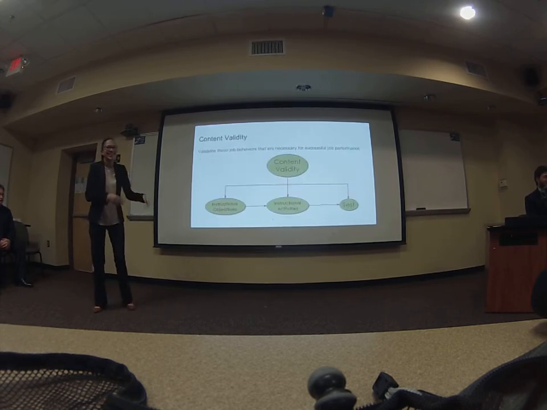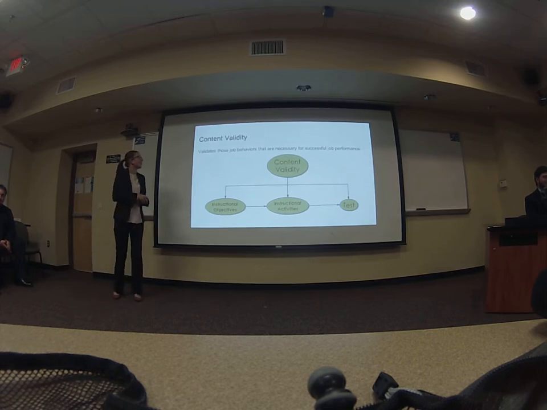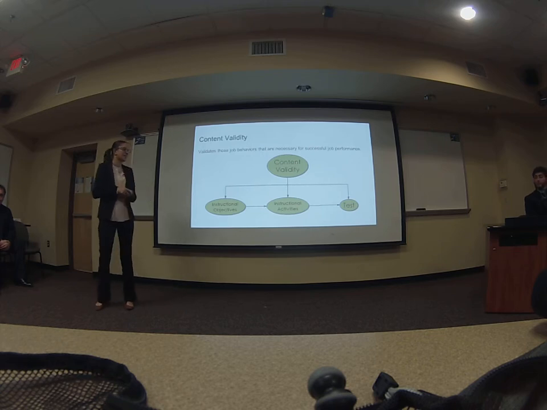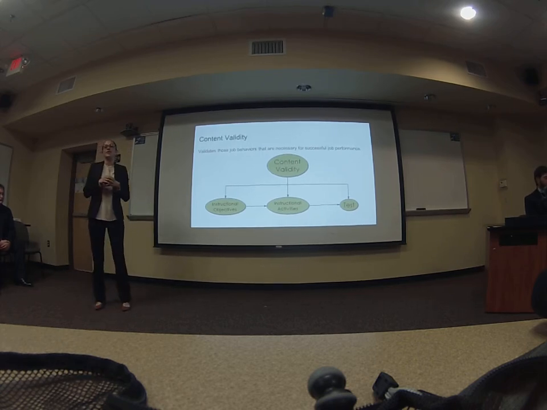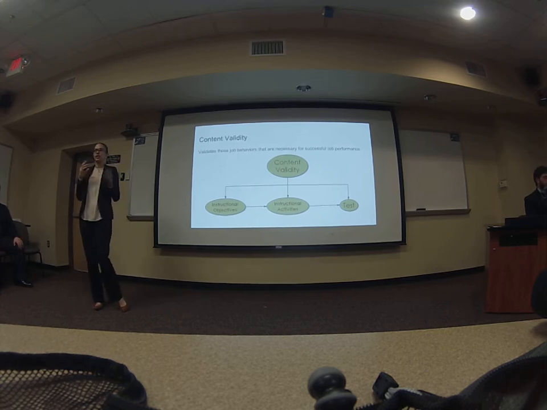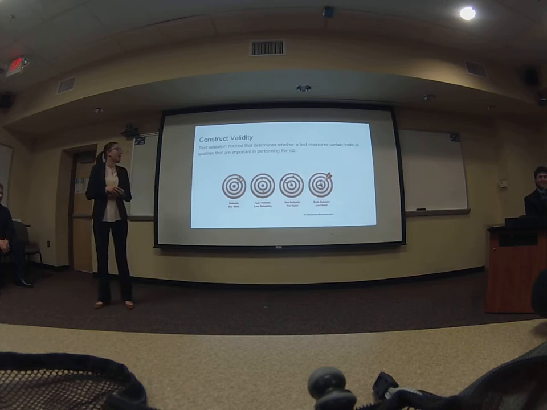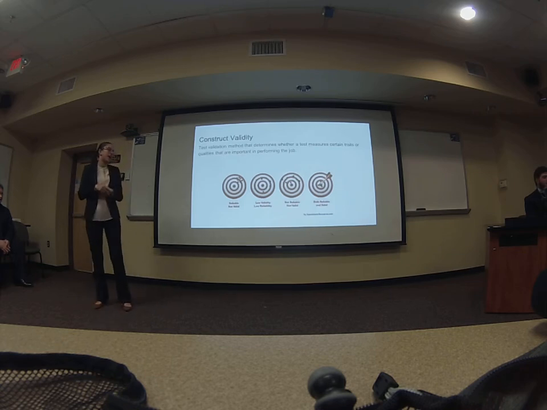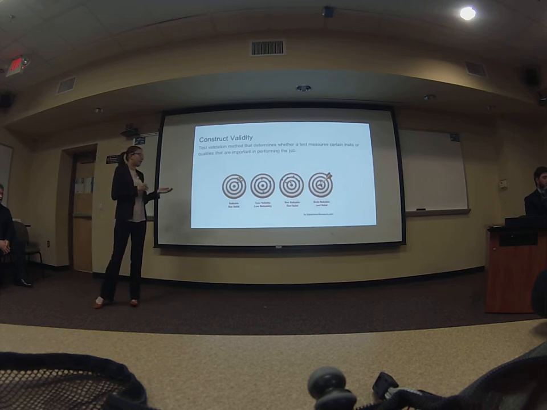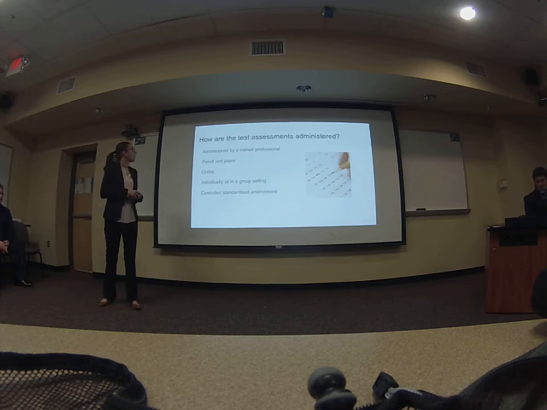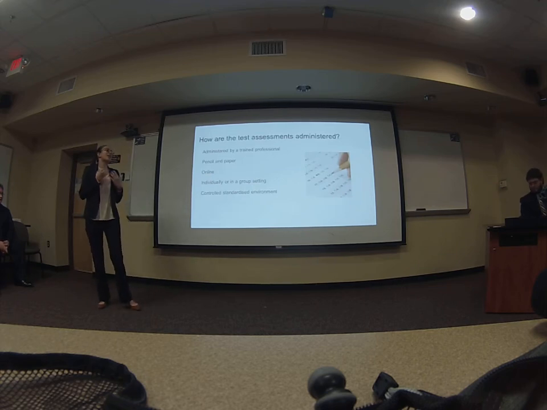Okay. So for the next one, it validates those job behaviors that are necessary for successful job performance. So it'll help you decide exactly which questions you want to put on the pre-employment testing. For the construct validity test, this test method determines whether the test measures certain traits or qualities that are important for performing the job. And I found this little diagram where it'll tell you, when the person completes it, if it's reliable or not reliable.